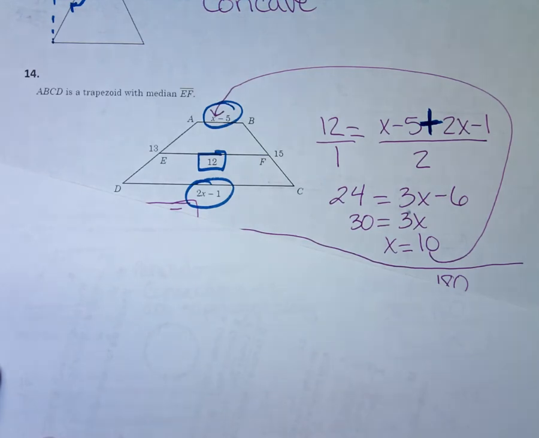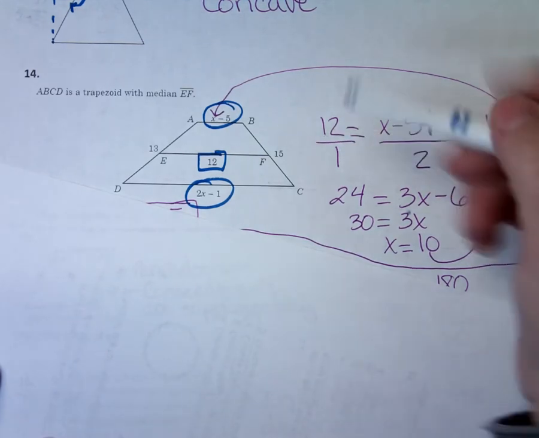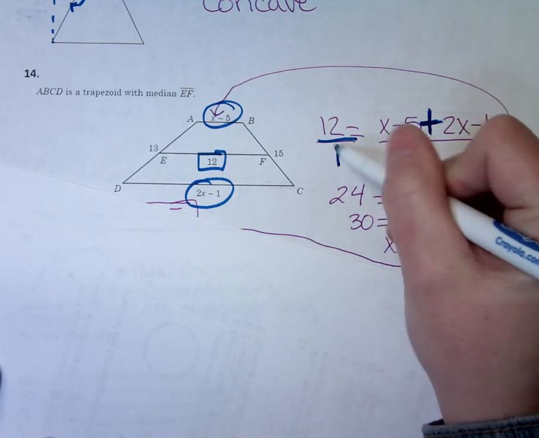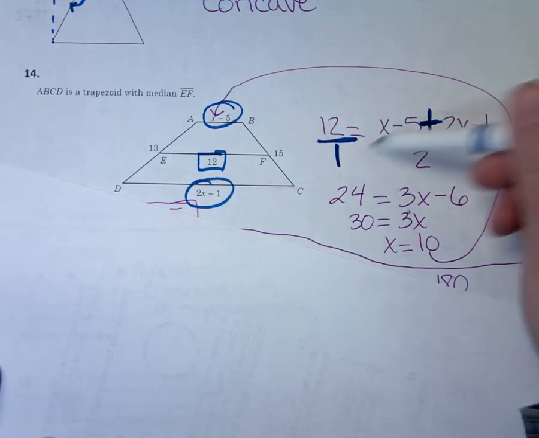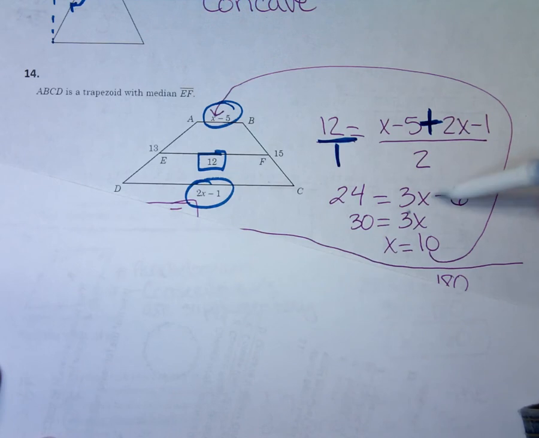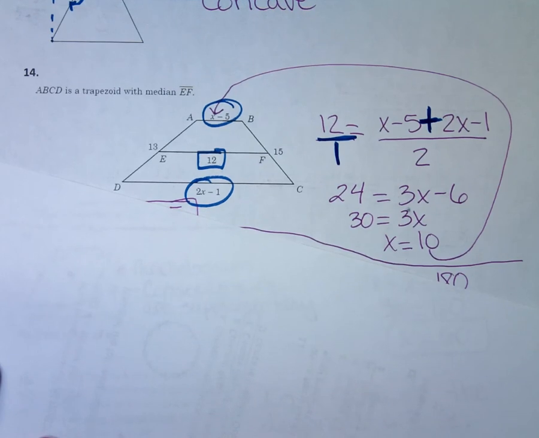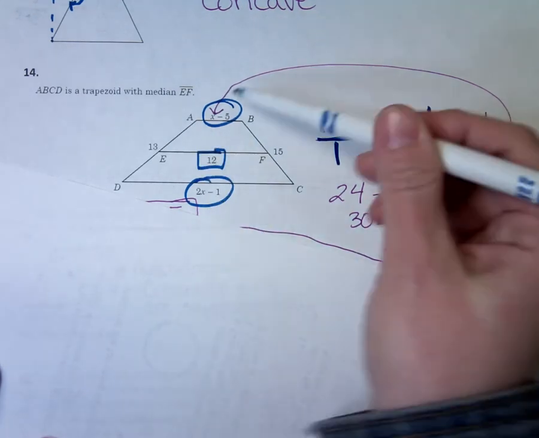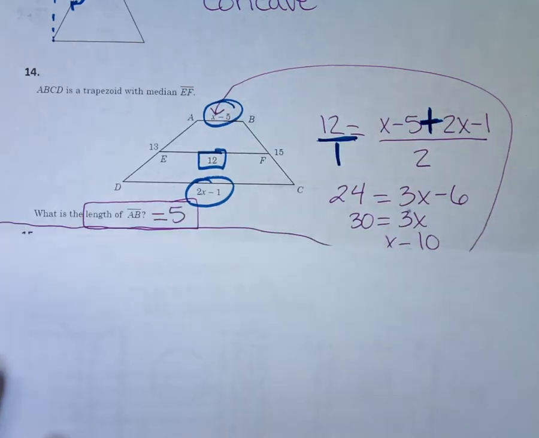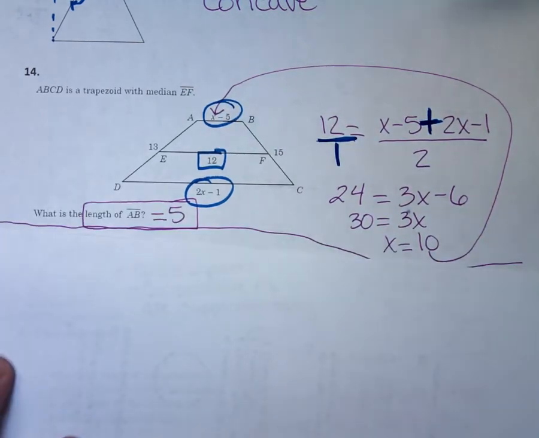And then I just pop my 12 over a 1, I set up my proportion, and I cross multiply and divide. So 2 times 12 makes 24, and then I clean this up to get 3x minus 6, and 3x minus 6 times 1 is 3x minus 6. And then I get an answer of x equals 10. And the question wants to know what's the length of AB. So I plug the 10 back into the x, and I get AB to be 5.